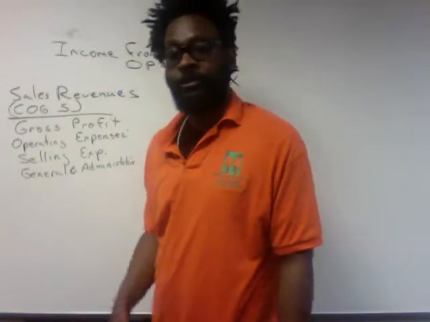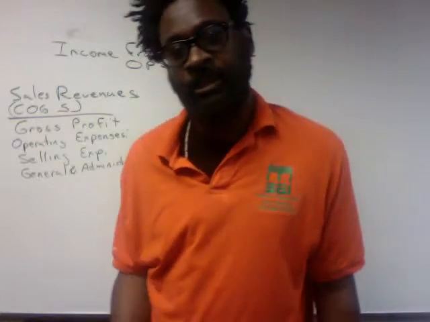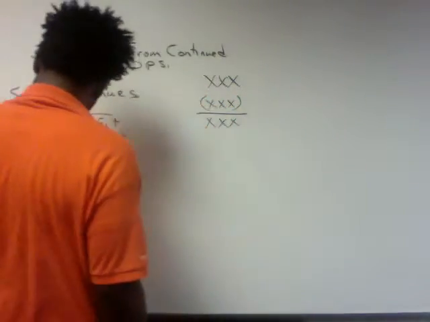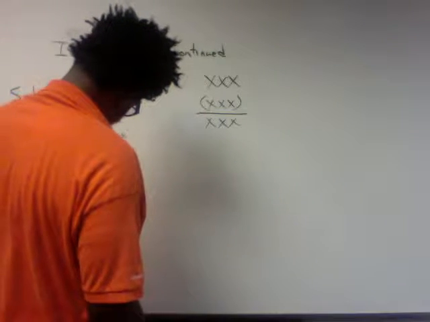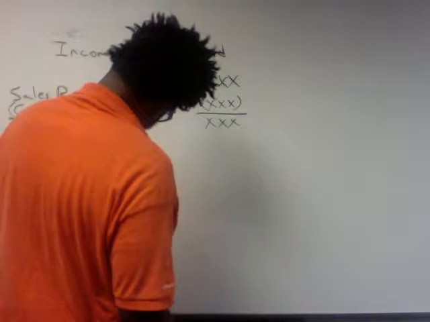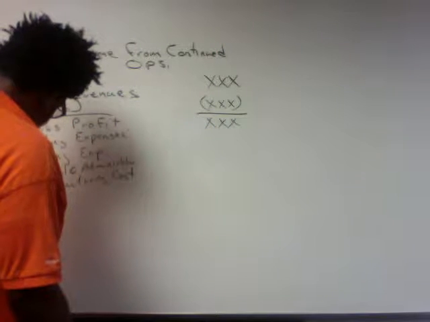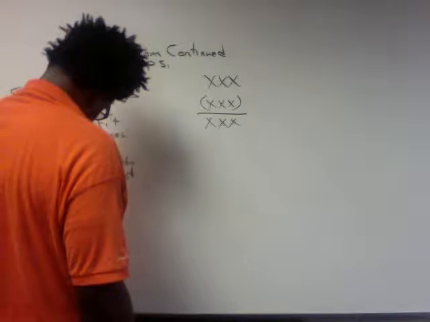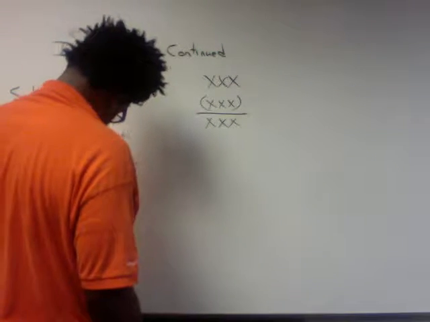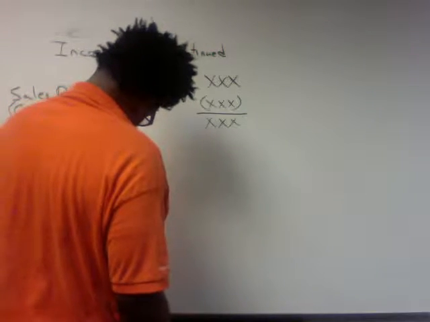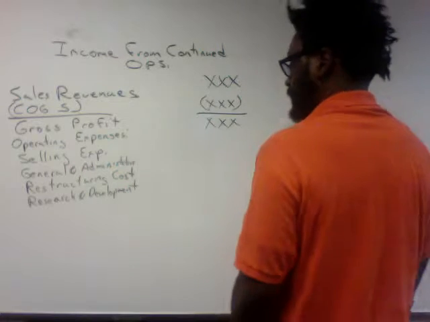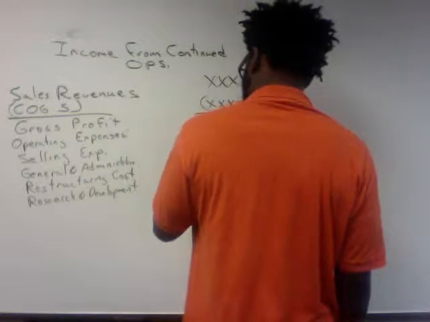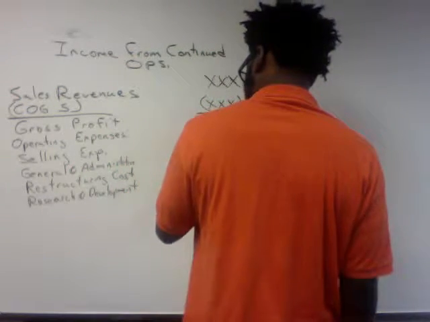The other two operating expenses that you need to understand are restructuring costs and research and development. Okay, restructuring costs and research and development. And of course, all of these are going to be subtracted.